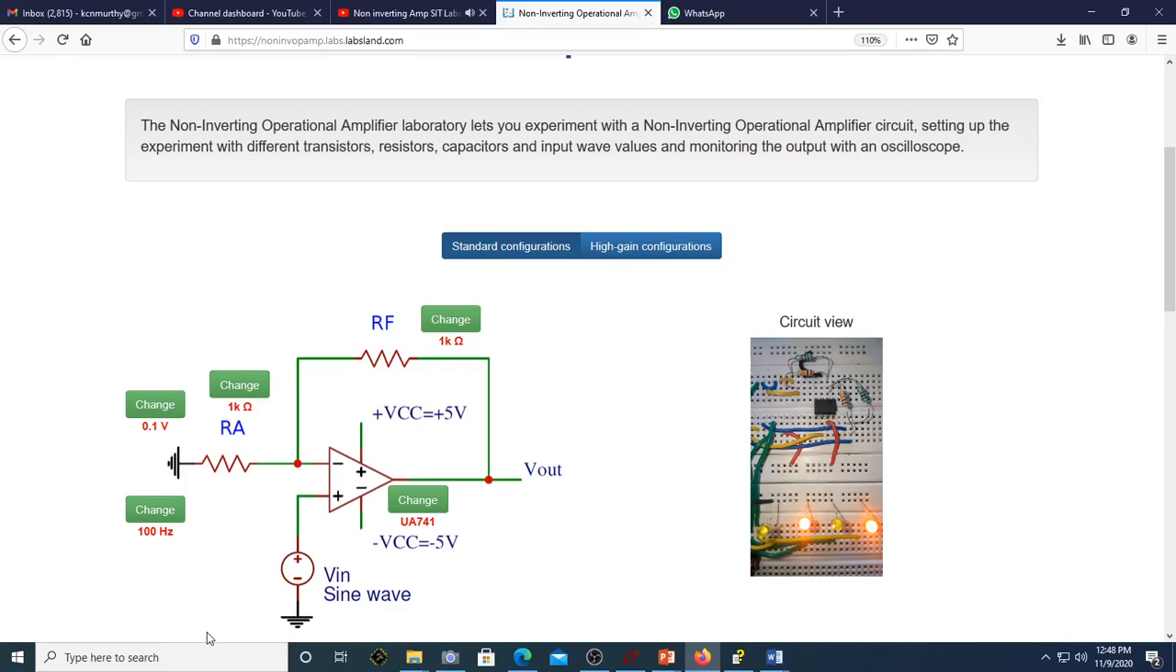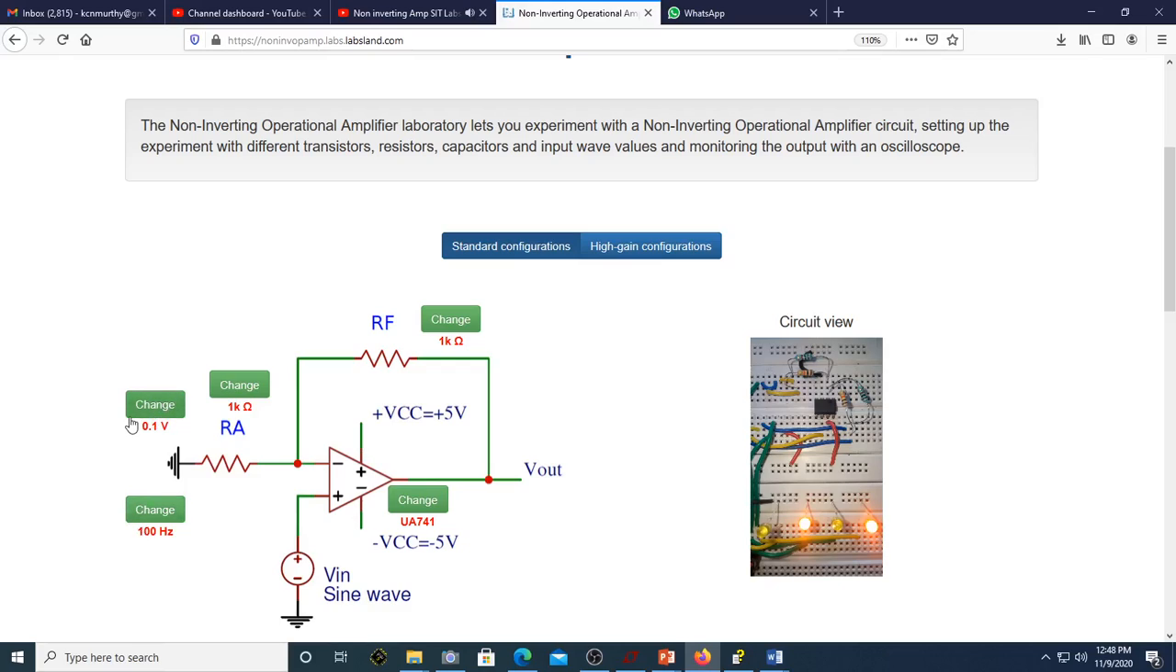The schematic view shows the variations in 4 circuit parameters and 1 signal parameter. In the schematic of standard configuration, it is possible to select one of the 3 possible values of resistor Ra. Similarly, it's possible to select one of the 3 resistance values of feedback resistor Rf. This laboratory also has the feature of varying the input signal voltage and frequency.